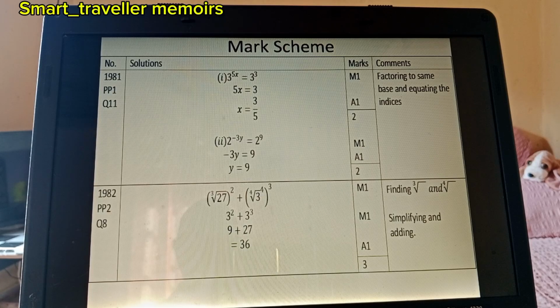Roman 2, again, you factor and you get that you are going to have the expressions in base 2. So 2 raised to negative 3y is equal to 2 raised to 9. And if you equate the indices, you get negative 3y is equal to 9. And when you divide, you get y is equal to negative 3.